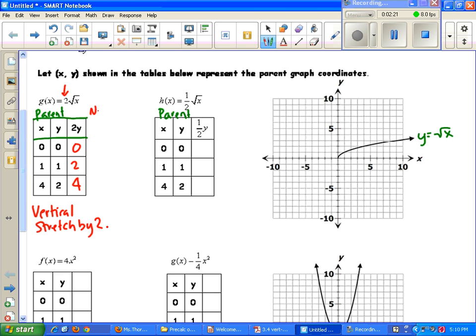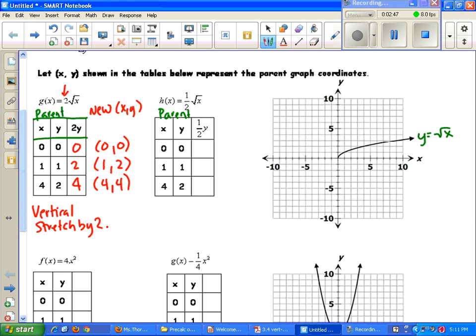The new coordinates are going to be 0 from x from our original parent graph, because we didn't change our x values, and our new coordinate 0. Then we have 1, 2, and then 4, 4. So that's one way to look at this, and then I can plot those points. Or I can just go ahead and look at my graph.